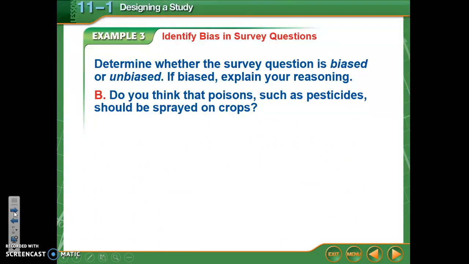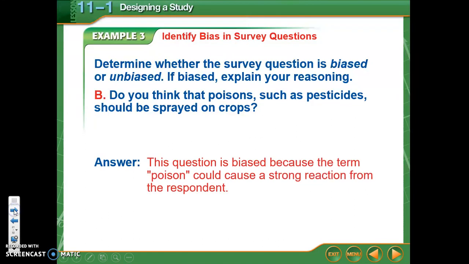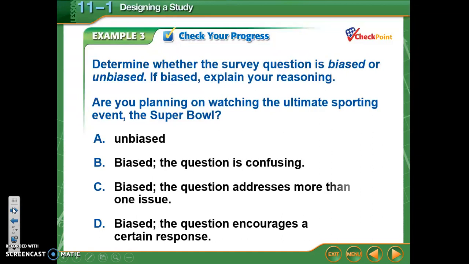What about this one? Do you think that poisons, such as pesticides, should be sprayed on crops? This question could be biased because they've used that term poison. So they're already using a term with a negative connotation. It'd probably be better to say something like, do you think that pesticides should be sprayed on crops? And just leave it at that. And then it's up to the person to decide if they think it's poison or not. All right, so try this one.